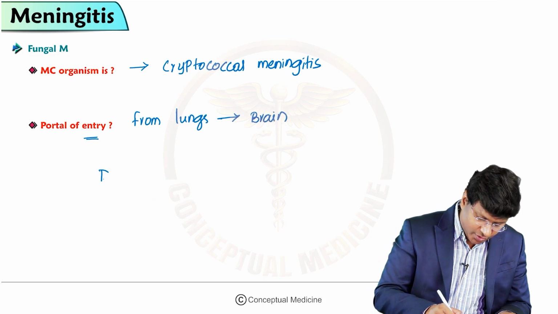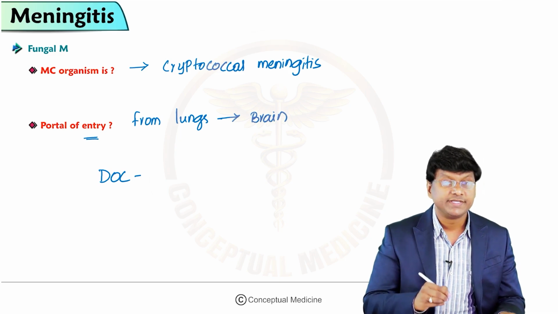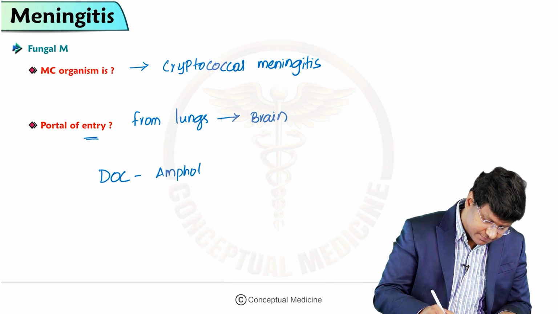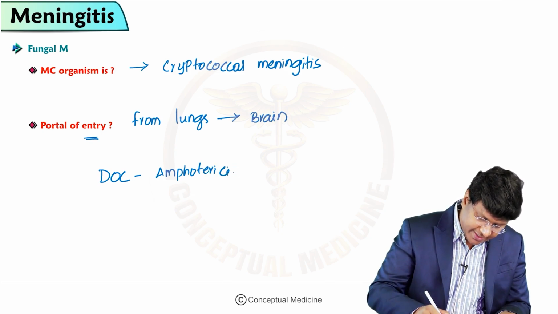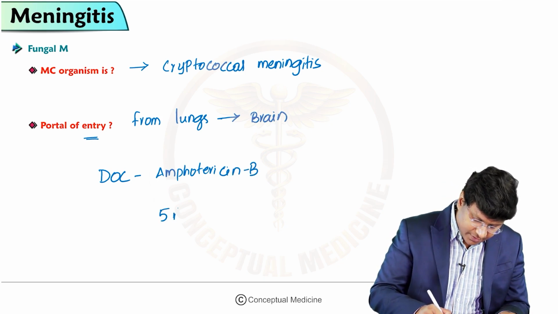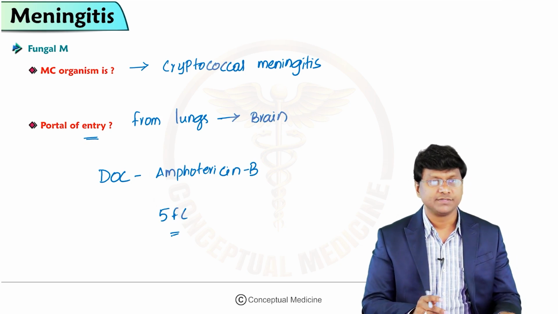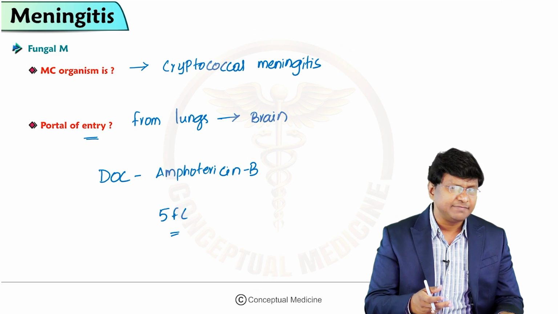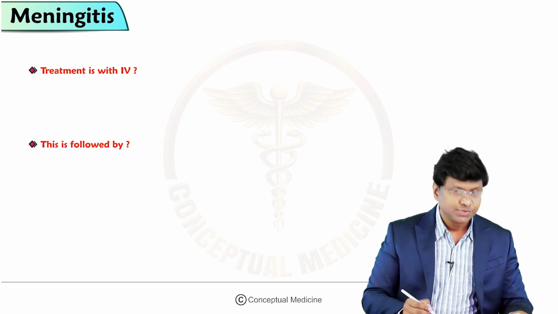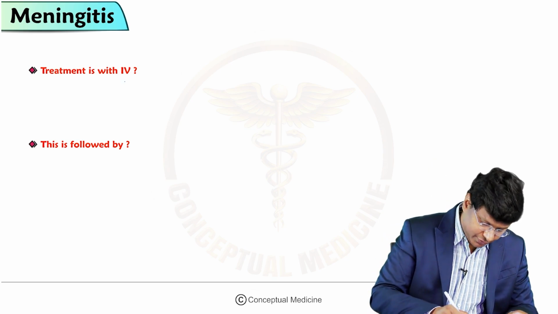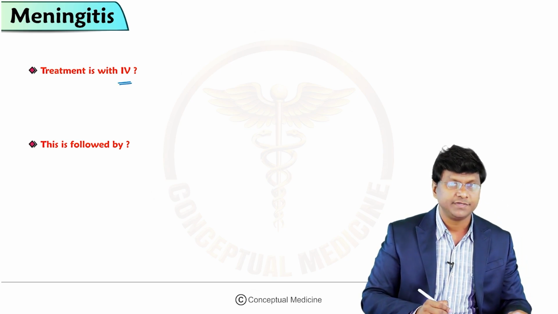And what will be the drug of choice for fungal meningitis? The drug of choice will be amphotericin B. Another important drug will be 5-fluorocytosine. That will be the treatment for fungal meningitis. Let me discuss that in a little more detail. The drug of choice is amphotericin B, and you have to give it through the intravenous route.